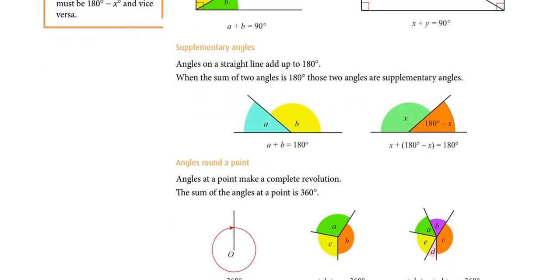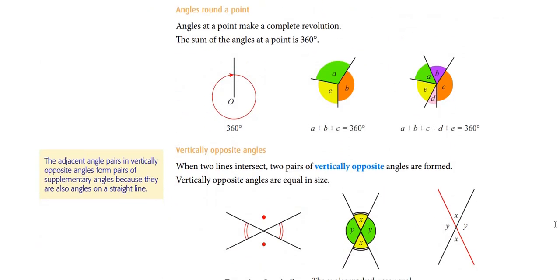Angles that are round a point. You know that angles at a point make up a complete revolution. A revolution is 360 degrees. So in this case, A, B, and C are angles round a point. So A plus B plus C equals 360. And in this case, all these are angles round a point. A, B, C, D, and E add up to 360 degrees.